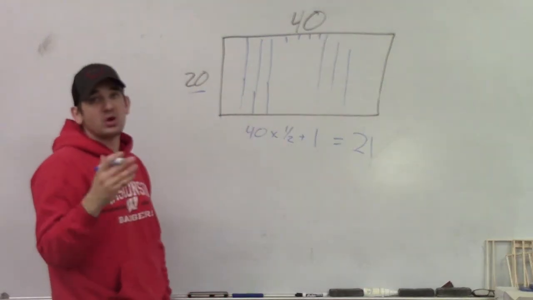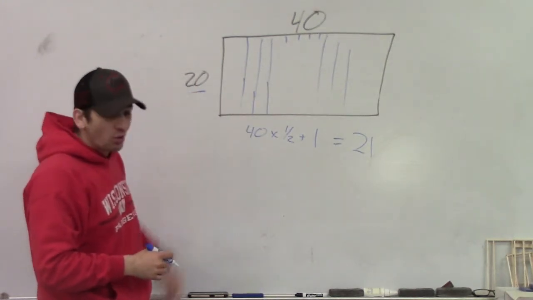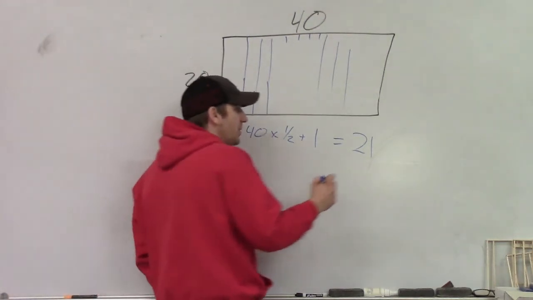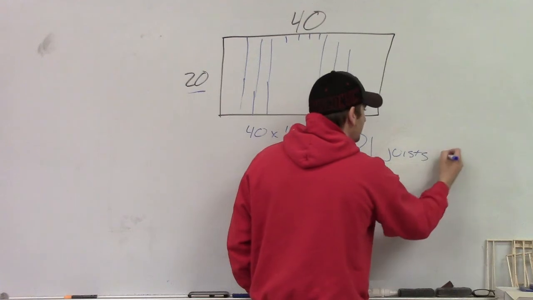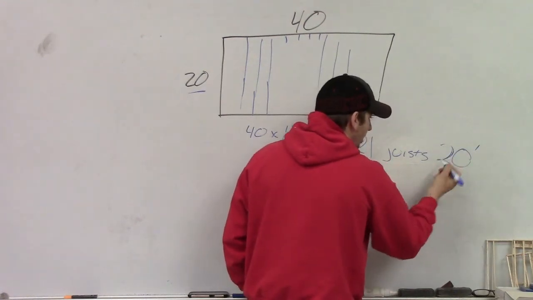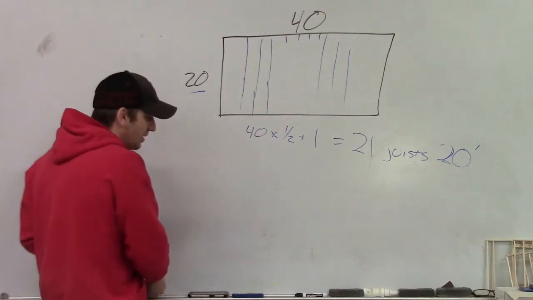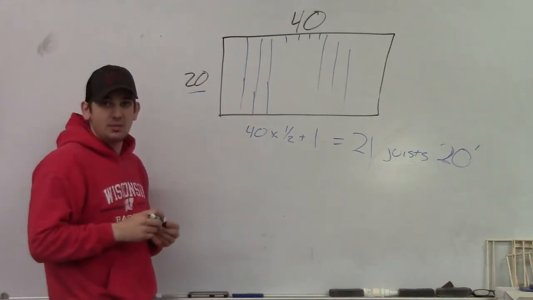How long are those joists going to be? 20 feet. We can order a 20-foot board, so we're going to order a 20-foot board. So we need 21 joists, 20 feet long. Awesome. Sorry, this marker's not doing its job anymore. All right, so that's part one.